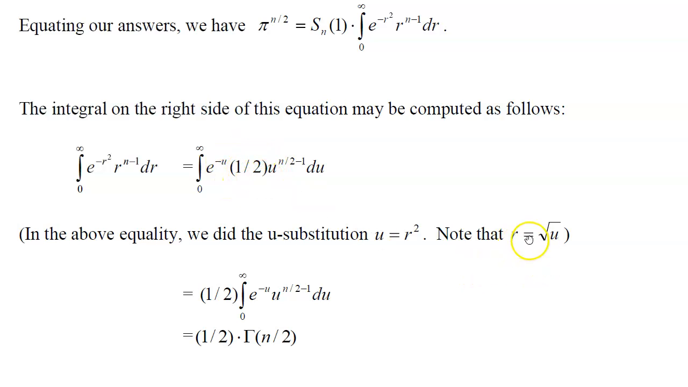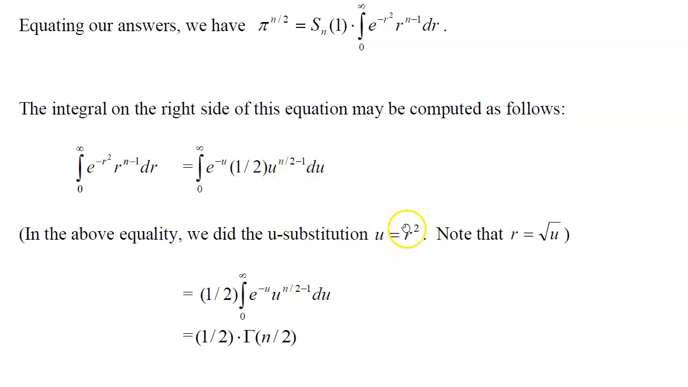But also, r is equal to the square root of u is another way to think about this. Notice that r being the square root of u, we'd have r to the n minus 1 be the same thing as the square root of u to the n minus 1. Or in other words, u to the 1/2 to the n minus 1. But that would give us u to the n over 2 minus 1/2.